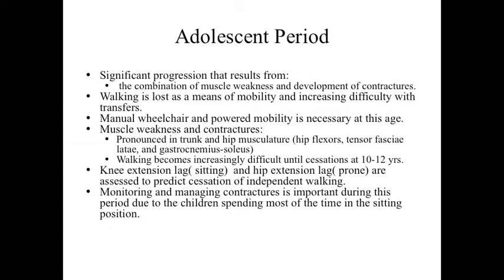Walking becomes increasingly difficult as well until cessation at 10 to 12 years old. Knee extension lag in sitting and hip extension lag in prone are assessed to predict the cessation of independent walking during adolescence. Monitoring and managing contractures is very important during this period due to the children spending most of their time in a sitting position.